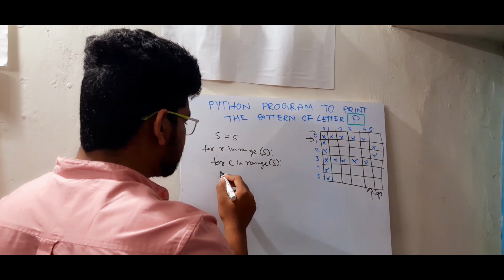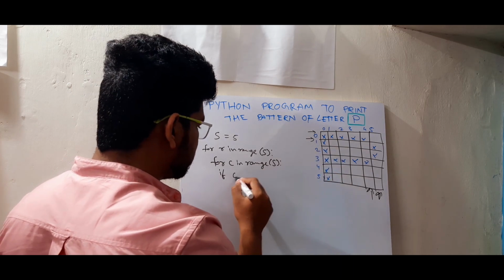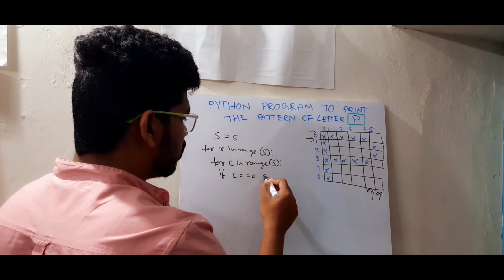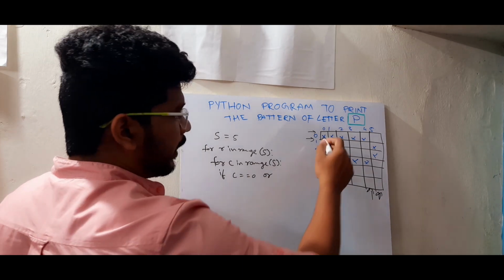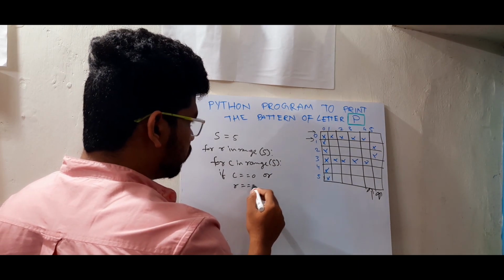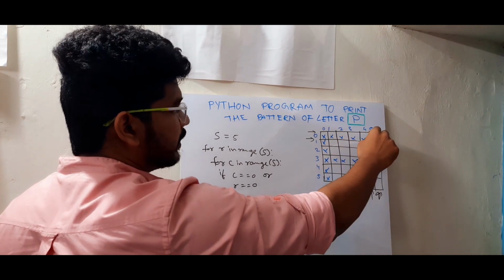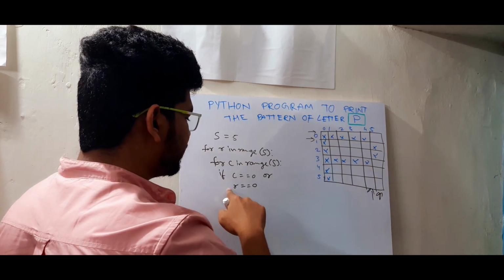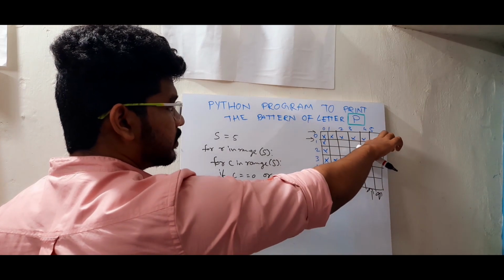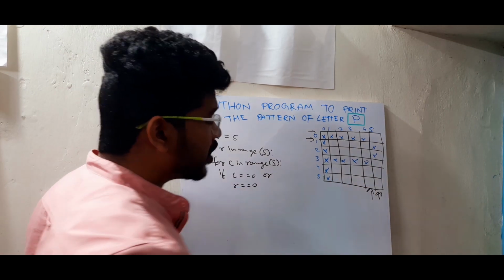The first condition is simple. If this is first column, if C equal to 0, that is one condition. And if this is the first row, if R equal to 0, and here there is one more condition, that here we have an empty space. If I just keep R equal to 0, then it will print stars up to this. Even this fifth column will also be filled.